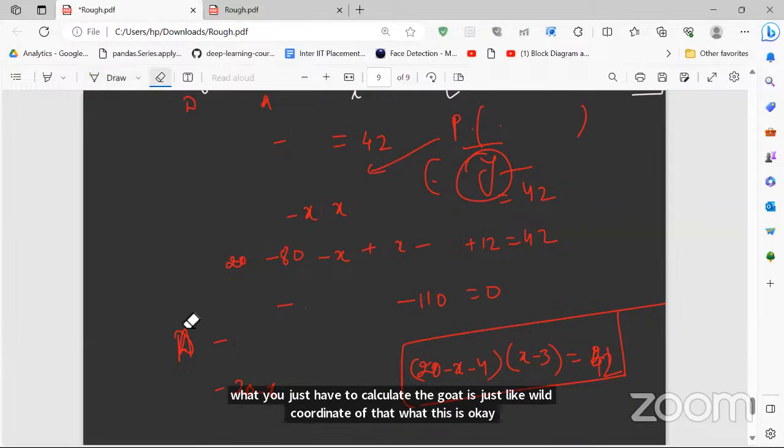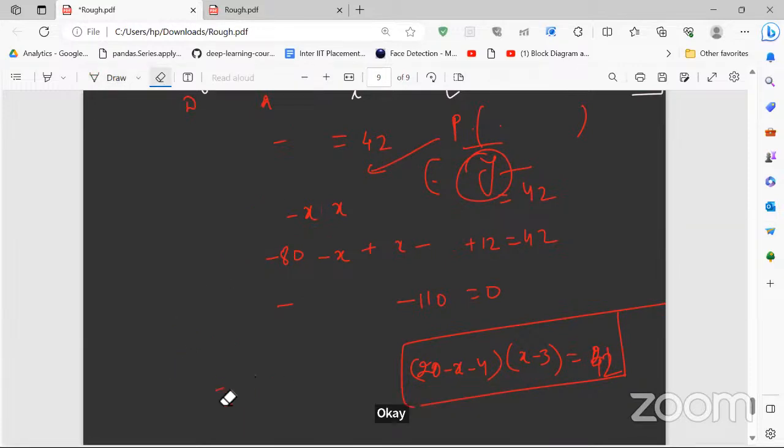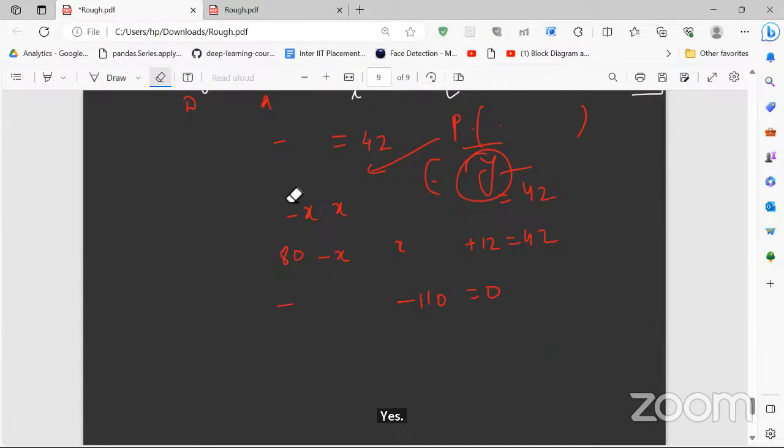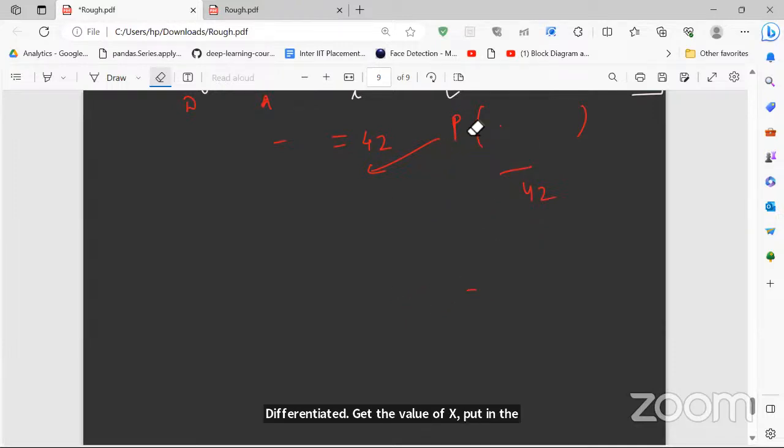Correct. The best method is, if somebody has remembered the vertex formula, that is clear, or whatever equation you are forming, differentiate it, get the value of x, put the value of x inside that equation, and then get the value of y. That will be your profit.